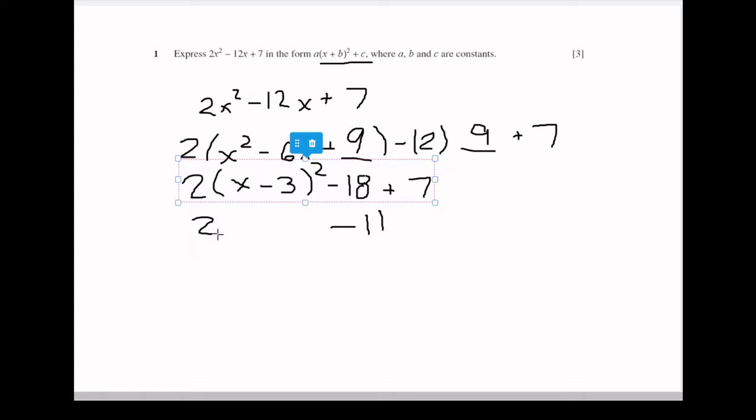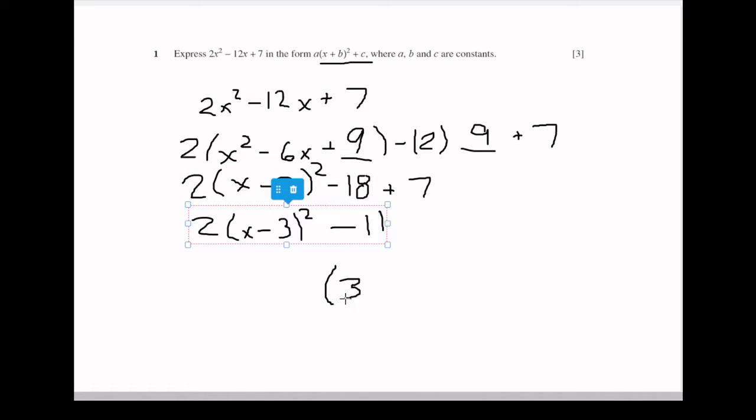So for our answer, we have 2 times (x minus 3) squared minus 11. And sometimes as a part 2 of this question, they ask what the vertex is. For this one, it would be 3 comma negative 11, because for that x coordinate, it would flip, but the y would still stay the same.